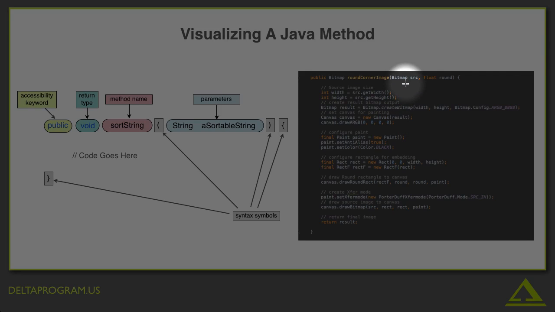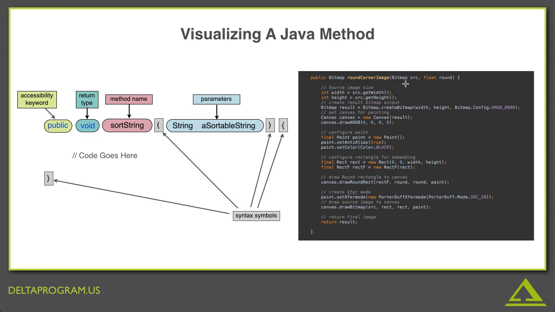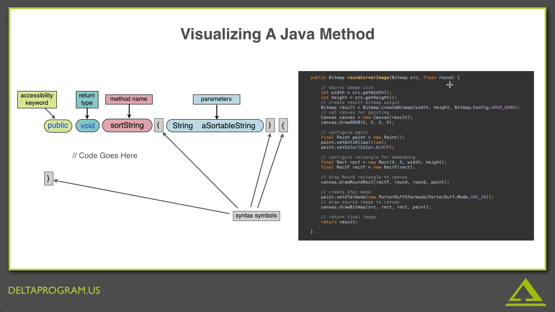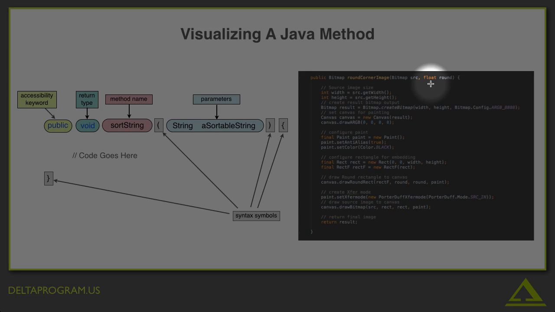Now, if you're a good detective, you should have noticed that there's something else in the parentheses that we haven't talked about yet. It's this comma. There's a comma, and then there are two more words there, float and round. Well, can you guess what the comma means? It indicates that there is more than one parameter for this method. In other words, to use this method, you have to input not just a bitmap, but also a second parameter. In this case, a float.